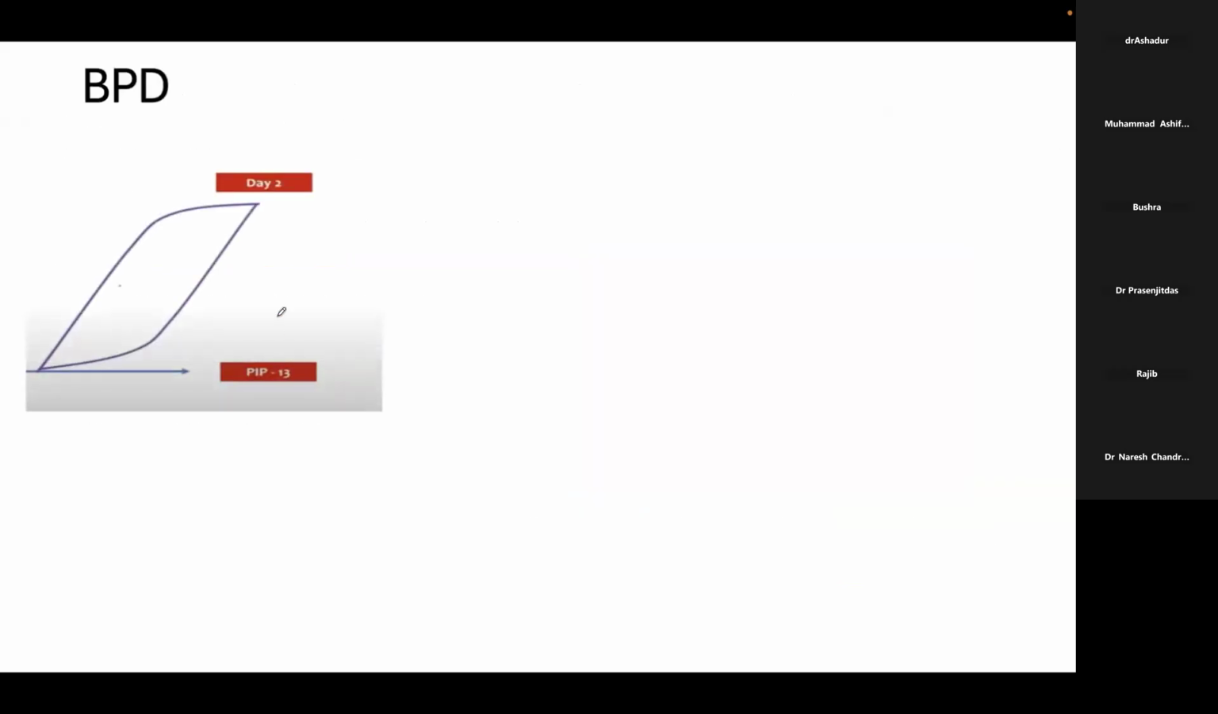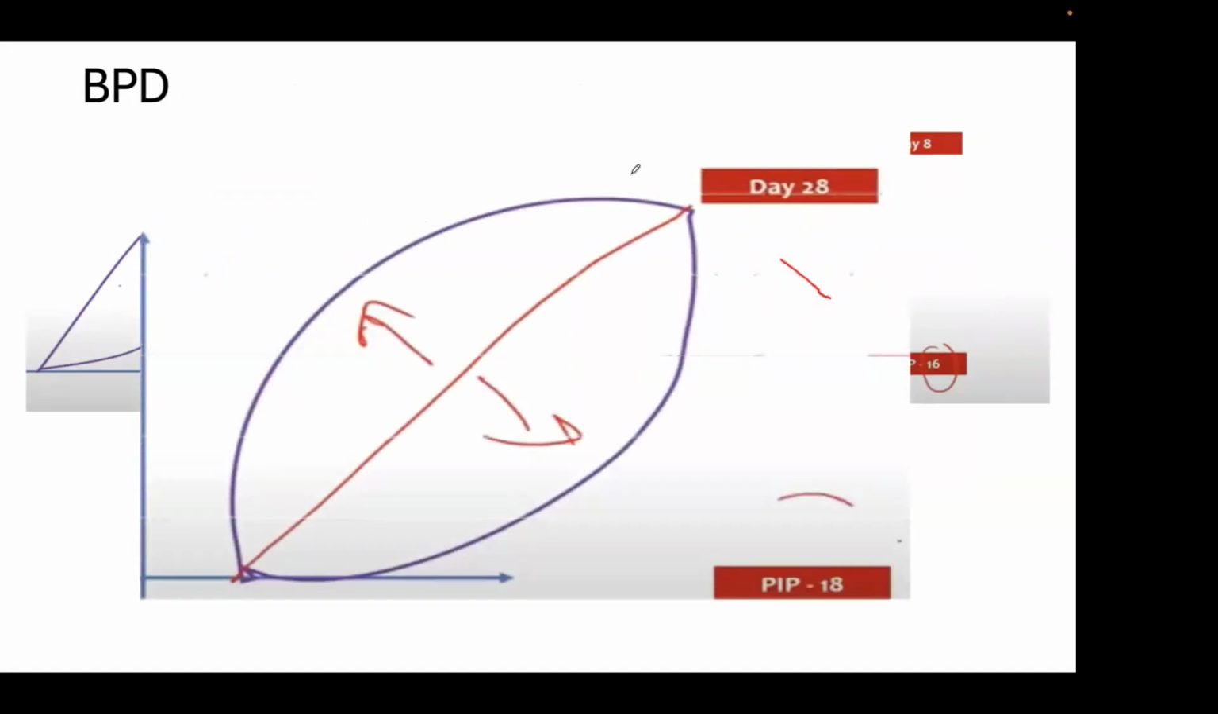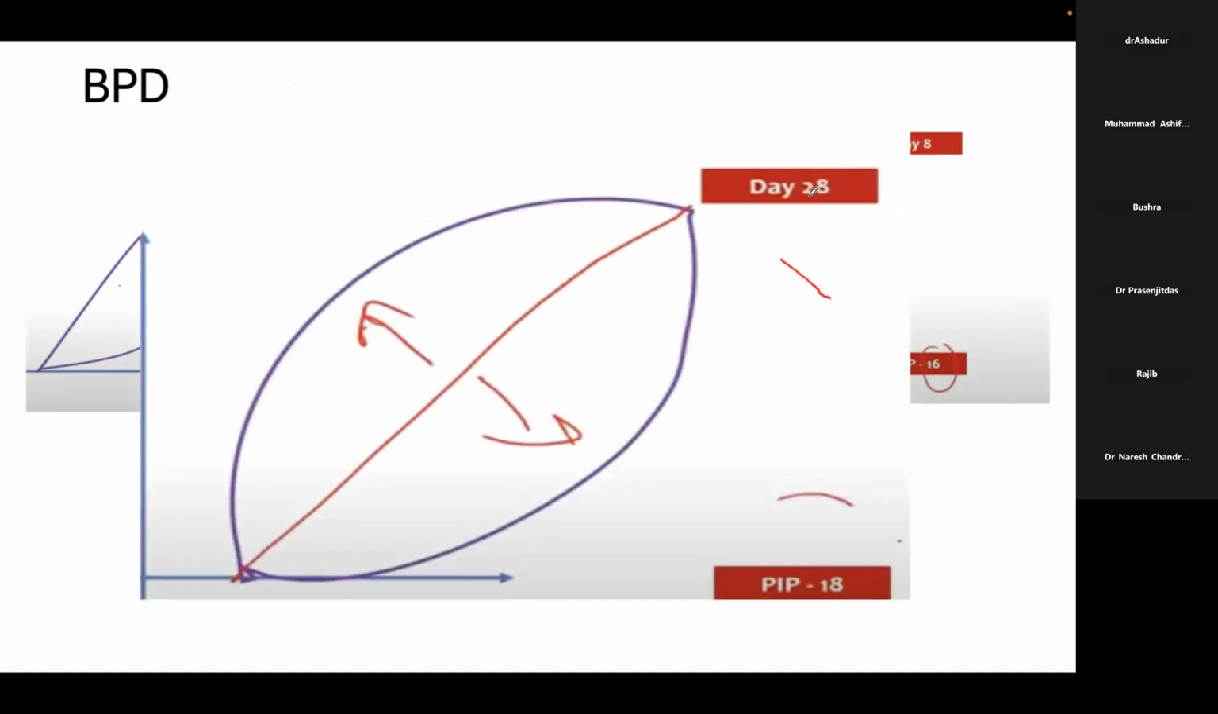BPD, what could happen? Initially, the baby could be normal, suppose on day 2 requiring PIP of 13, then slowly on day 8 required PIP of 16, and you can see there is a bowing on the inspiratory side, meaning increased inspiratory resistance. Then finally on day 28, there is bowing on both the inspiratory side as well as on the expiratory side, meaning that probably there is both now inspiratory as well as expiratory resistance, as typically happens in late cases of BPD.